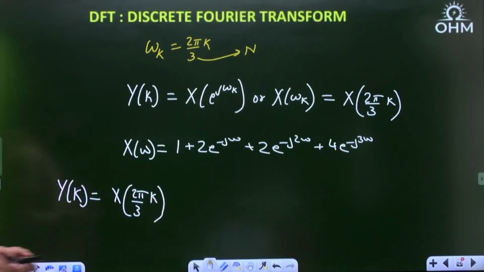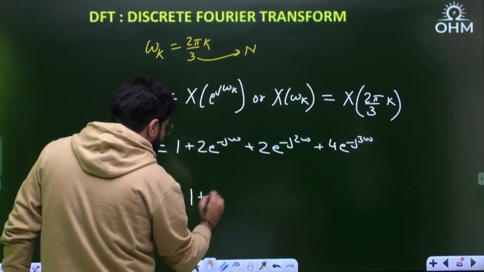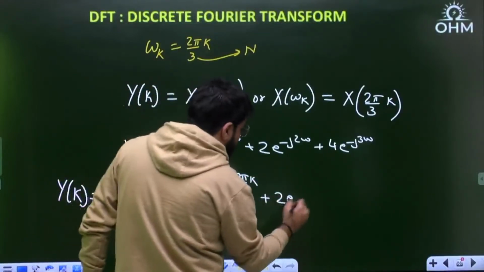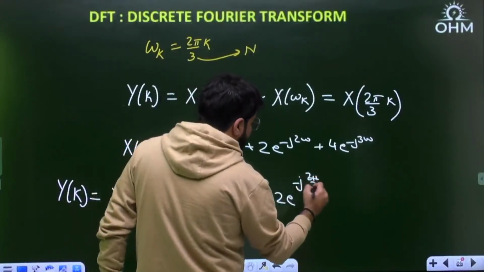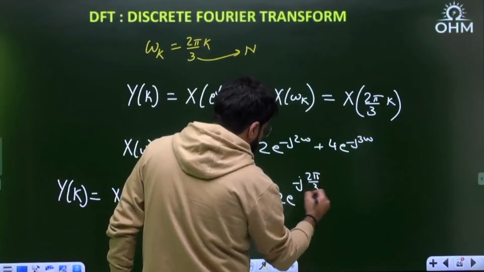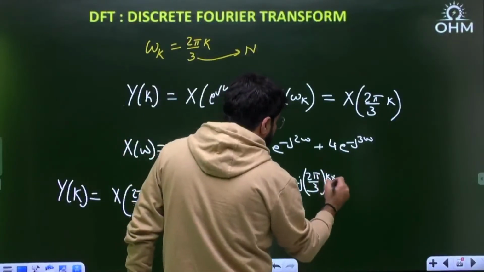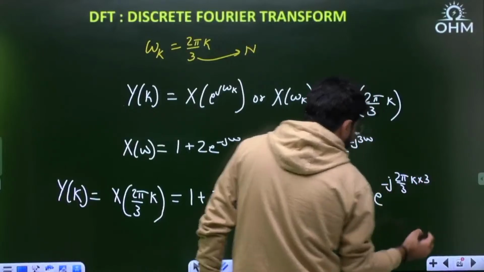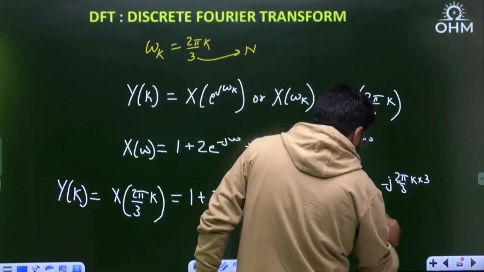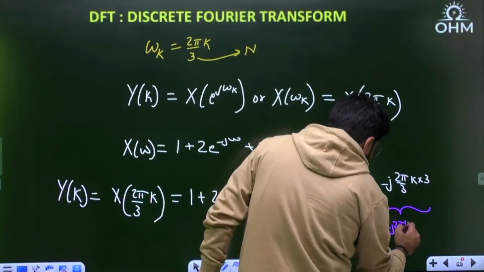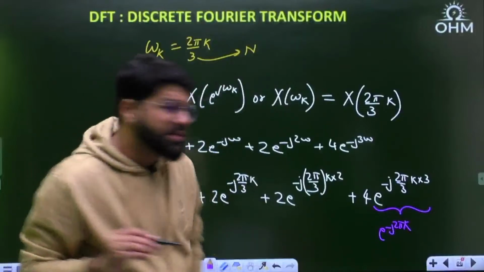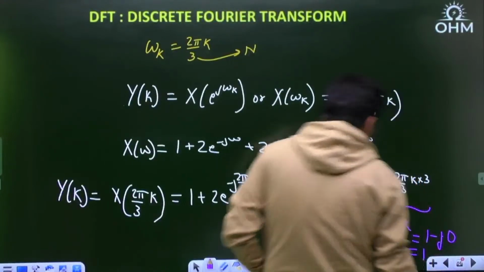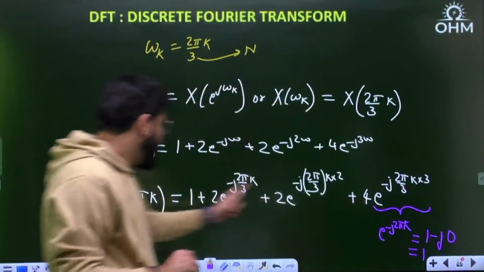What is that, 2 pi by 3 into k? Place it down in place of omega: 1 plus 2 e power minus j 2 pi by 3 into k, plus 2 e power minus j, okay, 2 pi by 3 into k into 2, and next 4 e power minus j 2 pi by 3 into k, and further into 3. Now what about this last term? See here, this 3 gets cancelled, so this is e power minus j 2 pi k, where k is an integer. So cos 2 pi k is 1, j sin 2 pi k is 0. So this is going to be 1, and since this is 1, this also becomes the constant 4. So 1 plus 4 will be added.